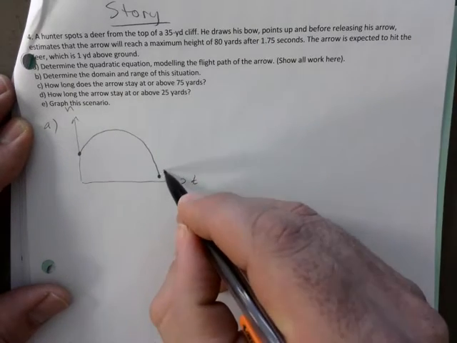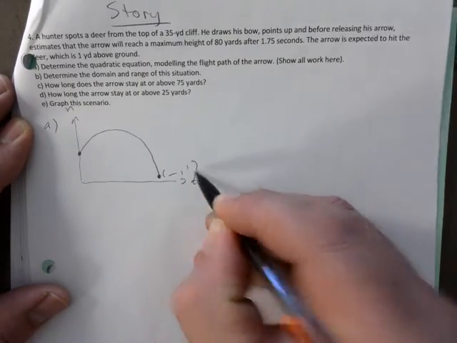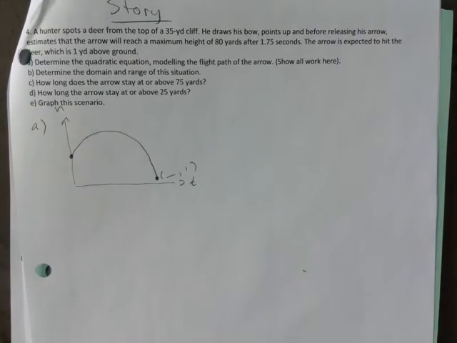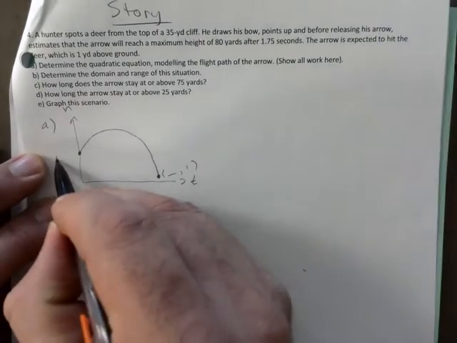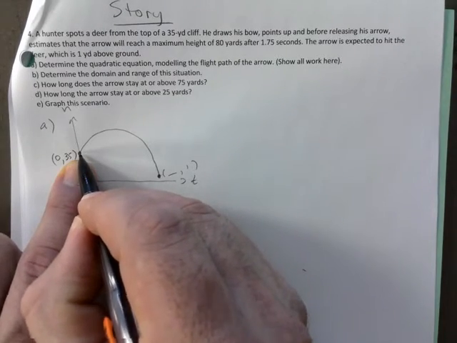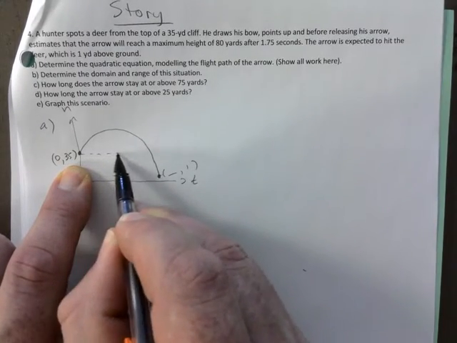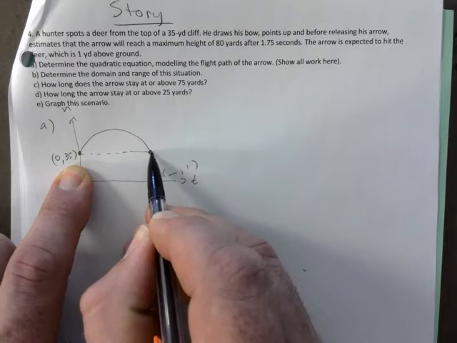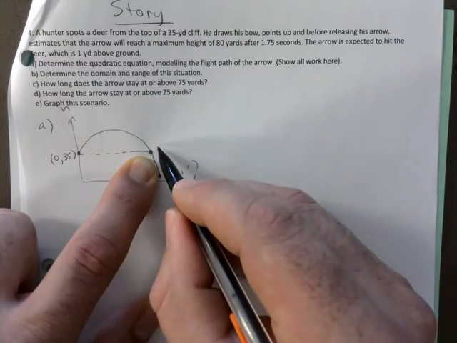We know that actually this point right here is something, one. We can't figure it out just yet. But we do know that we're starting at time zero. We're at a height of 35. Make this for yourself right away. This is going to be just to find that other point across from it.